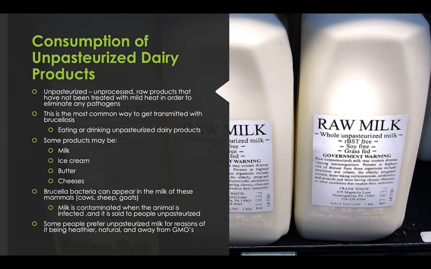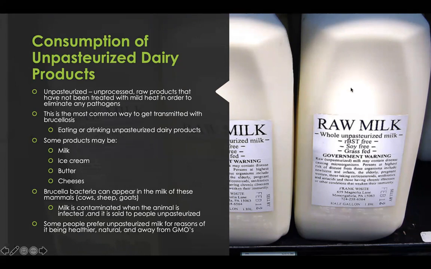Brucella bacteria can appear in the milk of these mammals, not just cows, but also sheep and goats. The milk is contaminated when the animal is infected, and then it is sold to people unpasteurized, which some people actually prefer, for reasons of it being healthier, more natural, and away from GMOs.